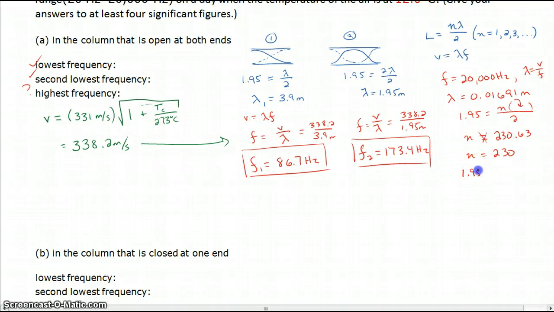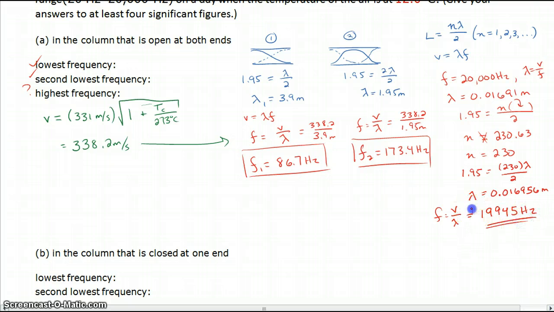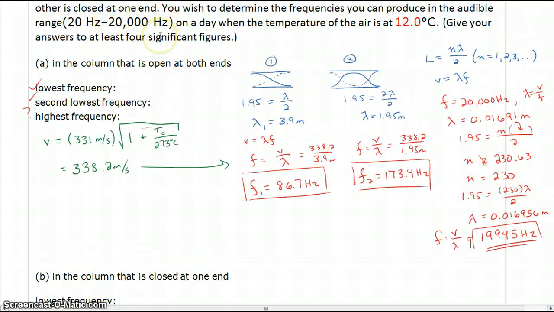So if I use 1.95 meters equals 230 lambda over 2, I get a wavelength that is equal to a similar number, 0.0169 meters. And since frequency is v over lambda, that gives me a frequency of 19945 hertz. And lo and behold, look, that is within that 20,000 hertz limit. That is what the problem is asking me about. So I just found the highest frequency that will fit in that tube.